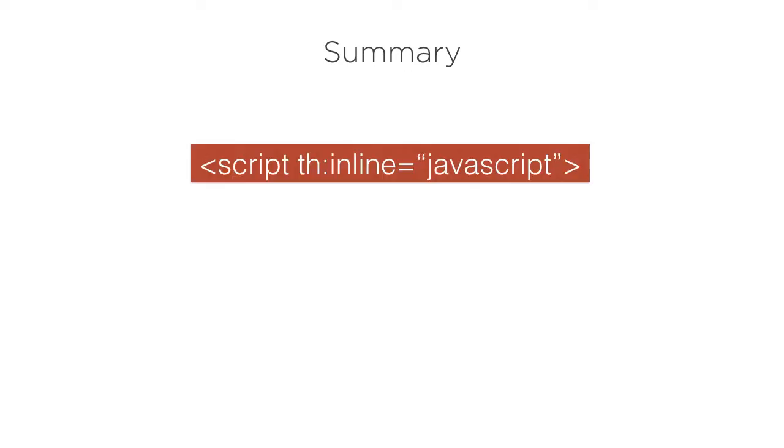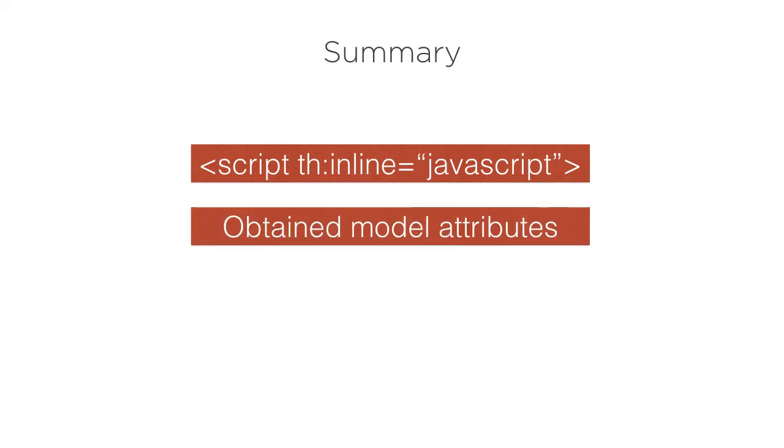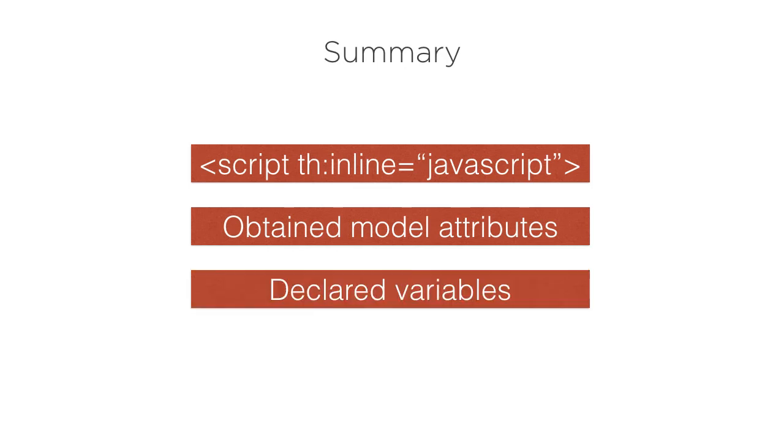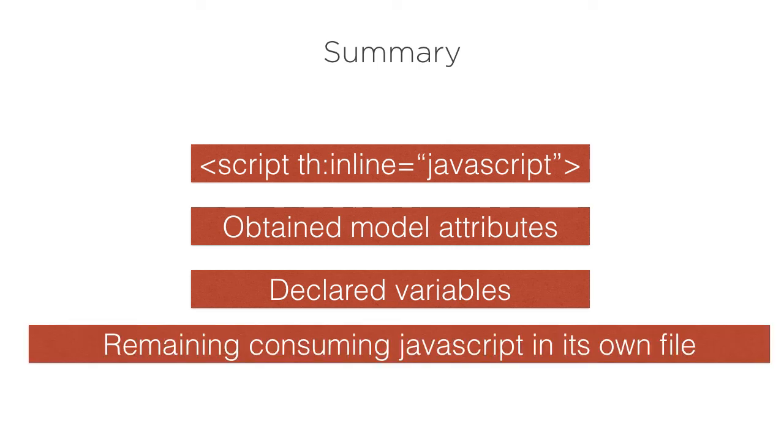In this video, we saw how to externalize the JavaScript code referring to the Thymeleaf attributes. We created a script tag referring to Thymeleaf with th inline equal to JavaScript, and inside it obtained the values of all the model attributes we need and declared the variables there which we are going to use in the rest of the code. We take the remaining JavaScript code which consumes these variables and put it in its own file.